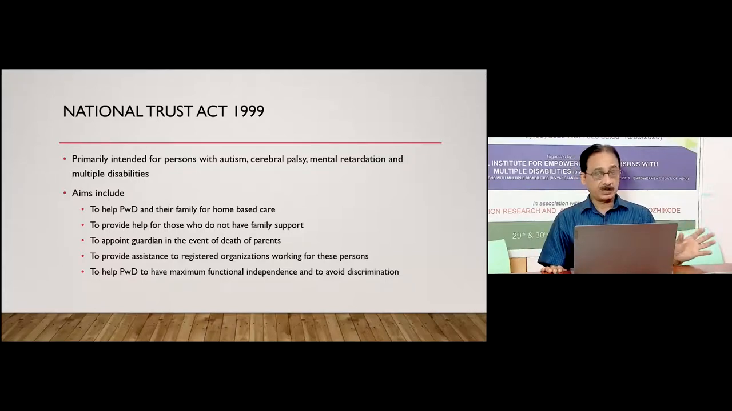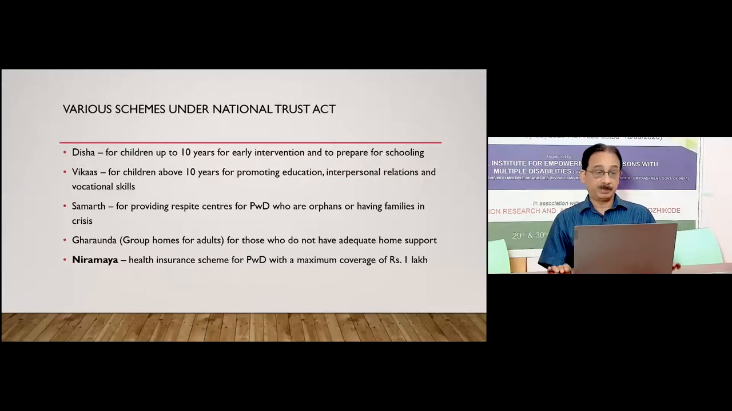Through these institutes and through the act, it is aimed to help persons with a disability and their family with home-based care, to provide help for those who do not have family support, to appoint a guardian in the event of death of the parents who were taking care of the disabled individual, to provide assistance to registered organizations working for these persons with a disability, and to help persons with a disability have maximum functional independence and to avoid all types of discrimination.